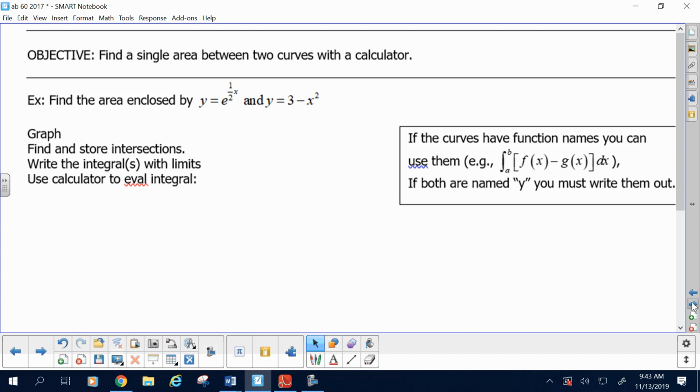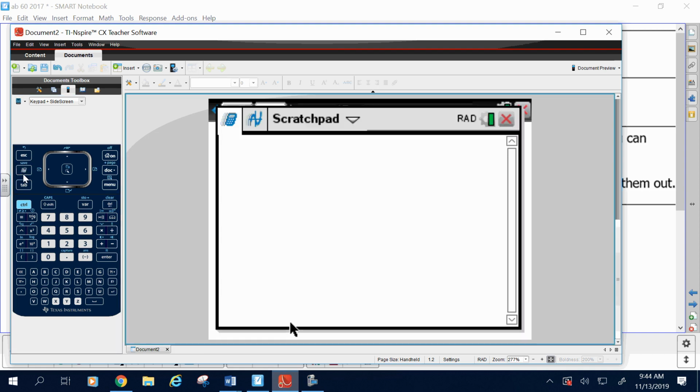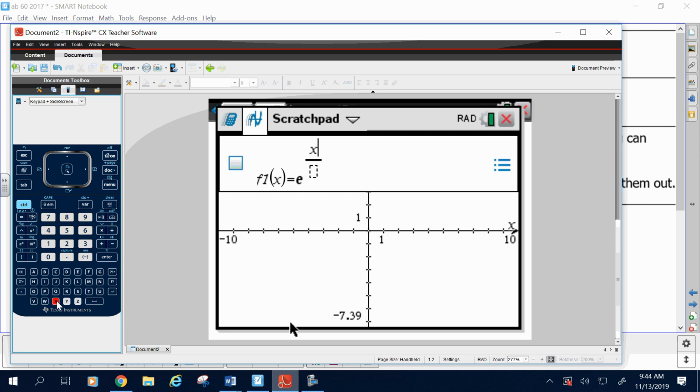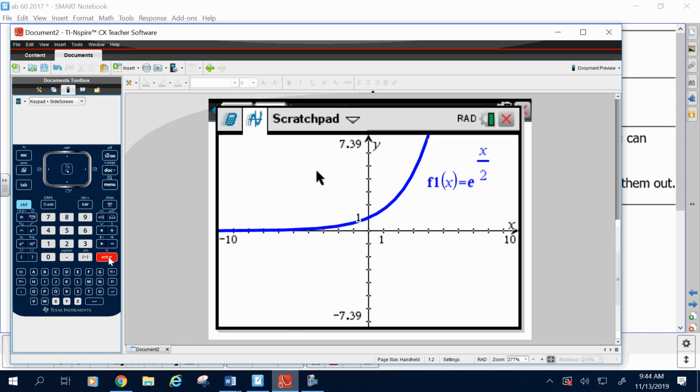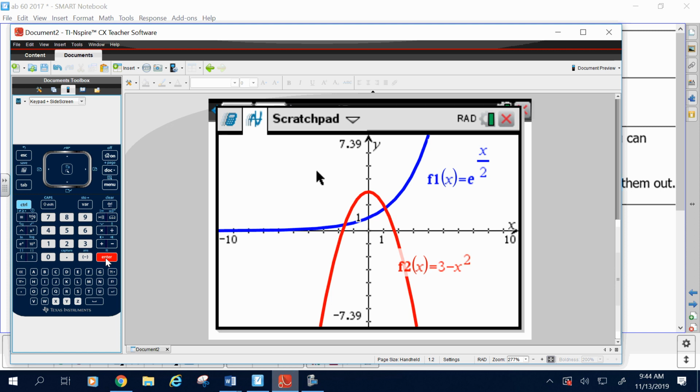All right, let's try these with a calculator. Would you pick up a calculator and graph those two? e to the x over 2, and I think 3 minus x squared. Graph those. What are we going to need to do? Find the intersection points.